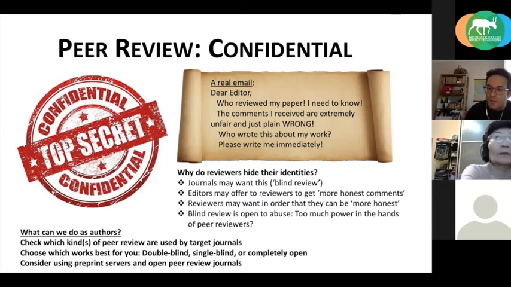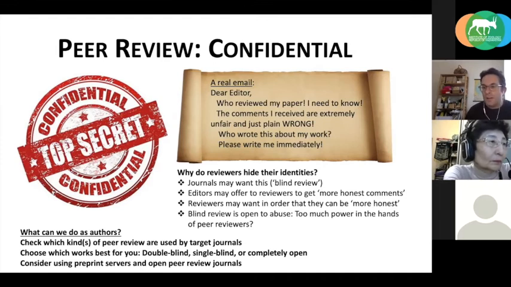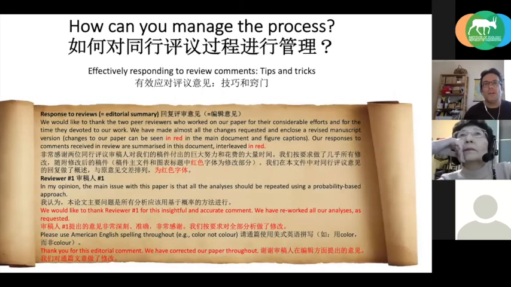So let's check as authors what kind of peer review our journal's going to use. Think about which kind works best for you. Double blind, single blind, completely open. Consider using preprint servers and open peer review systems.